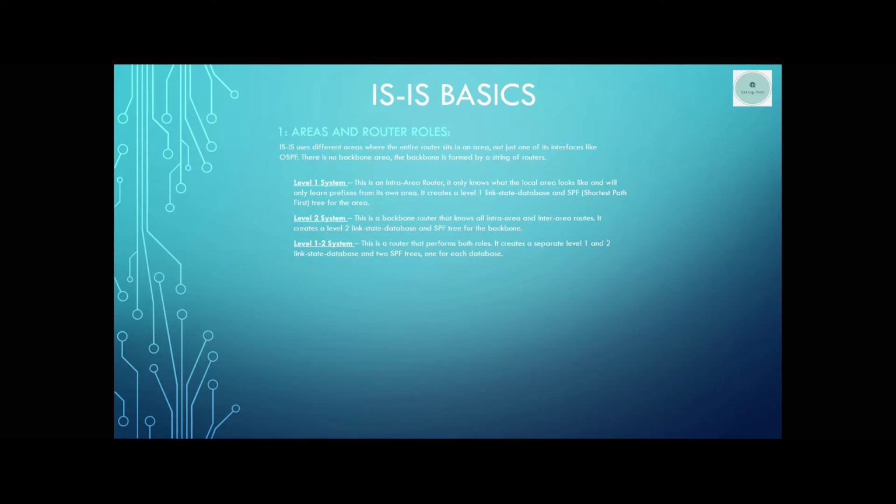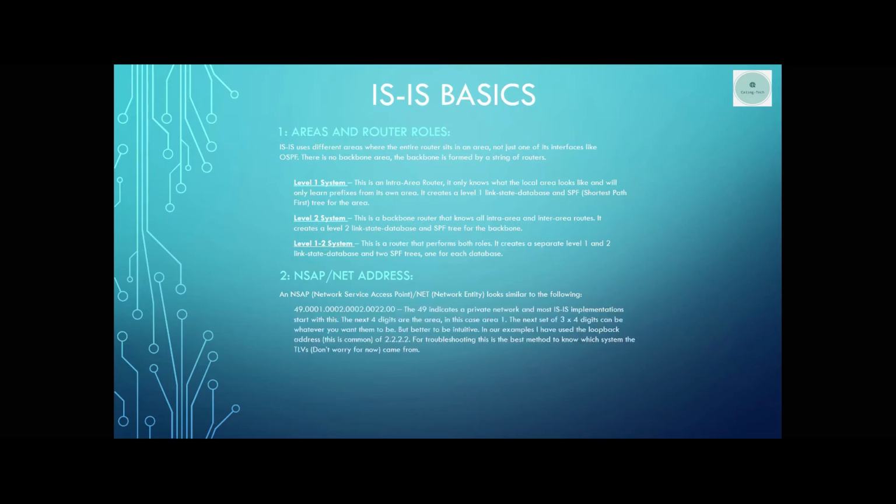The next point that we have to move on to is what's called a NET address. This is an address that is required for IS-IS to work and to function on a router. So it's an NSAP NET address. An NSAP, which is a network service access point, and a NET, or network entity title, address looks like the following.